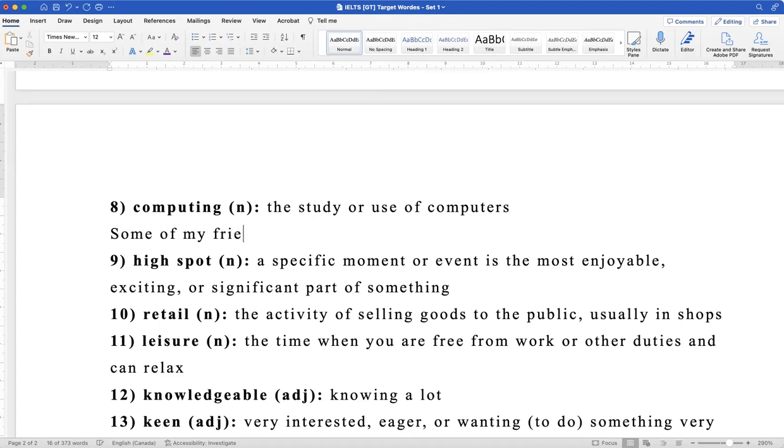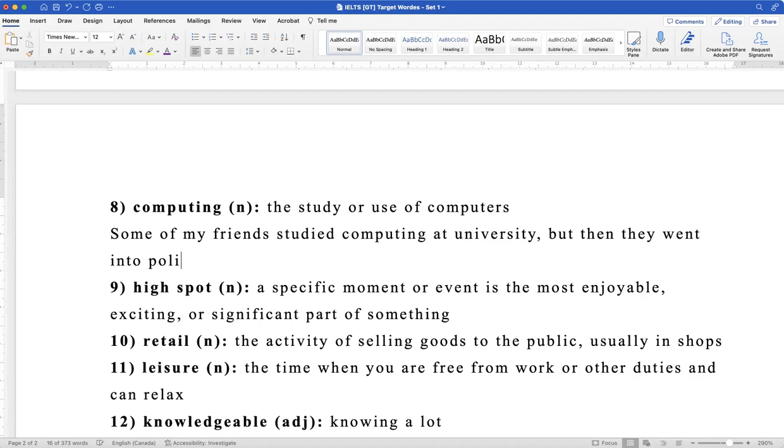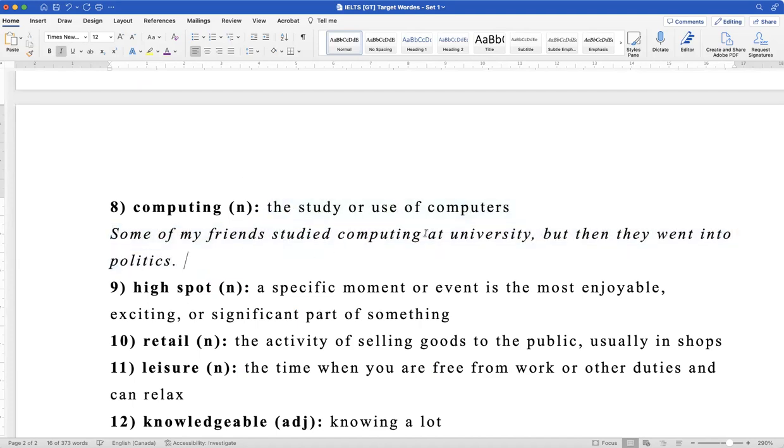Computing is the study or use of computers. Some of my friends studied computing at university, but then they went into politics. So you remember, I'm trying not to repeat the same words again. Some of my friends studied computing, it's about computers. And then I said they went into, go into, you remember, go and went is the past form. They went into politics. So they changed their careers. They decided to do something about politics. And I also use the word politics. So these are all from our list, from today's set of vocabulary words.